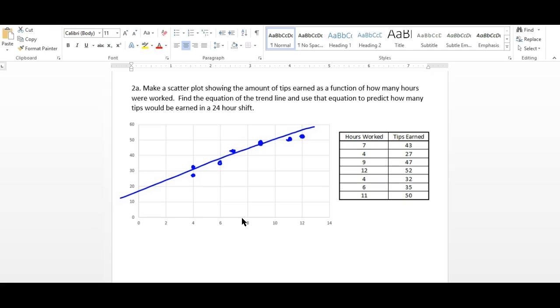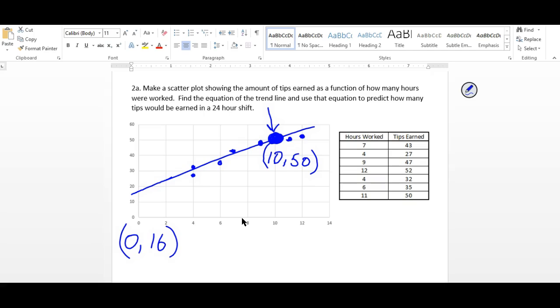So I'm going to go with this one right here. I'm going to make it really big so we can tell which one I'm using. That's this one here, which is 10, 50. And I'm going to choose this one way over here, which is 0, 16. That looks about like 16.